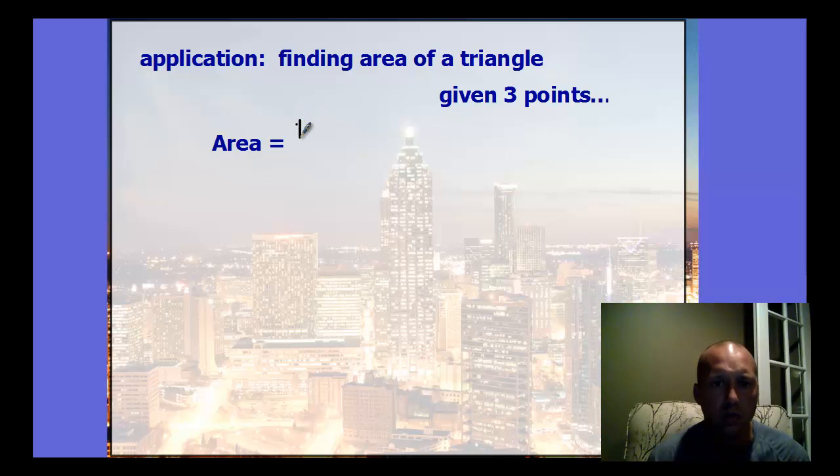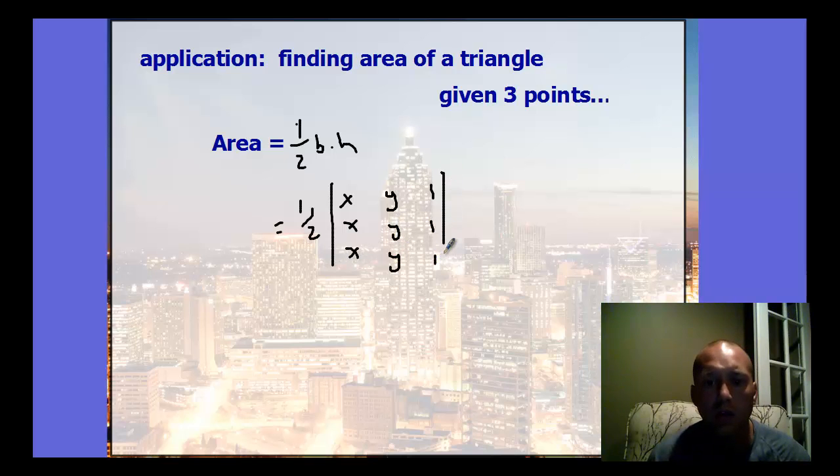Now, finding the area of a triangle given 3 points. The area of a triangle is 1/2 base times height. When we're dealing with 3 points, we can use the formula for the determinant of x, y, 1, x, y, 1, and x, y, 1, where these are the different points given to you, the vertices of the triangle. And we have to have this column of 1s because determinants are only found for square matrices. So we need to make this a square matrix, and we put the 1s in here.